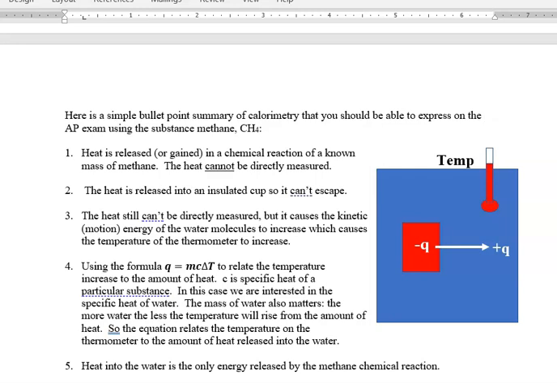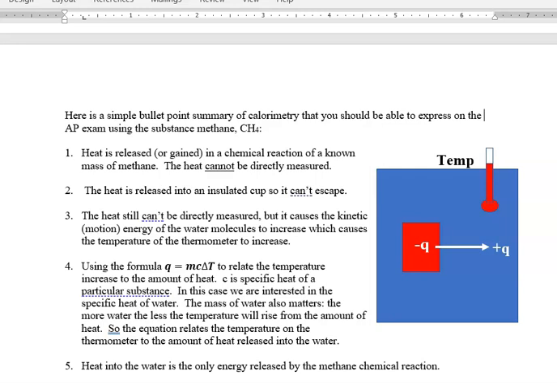And methane is going to produce an exothermic reaction. It burns, it's a gas, so you're burning it in a bomb calorimeter inside of a chamber, although this explanation applies to either type of calorimetry. Okay, so number one, the heat is released or gained, but in this case it's released in a chemical reaction of a known mass of methane.